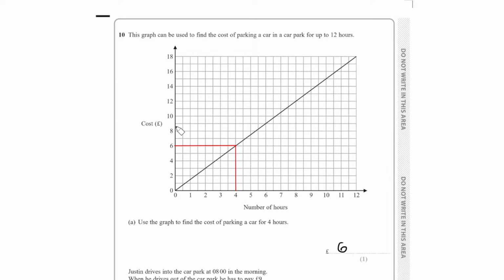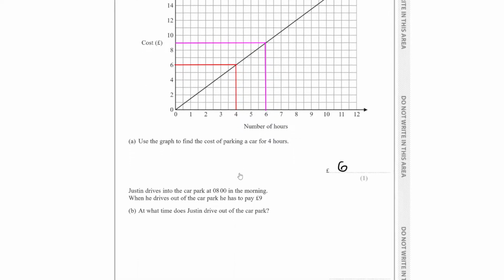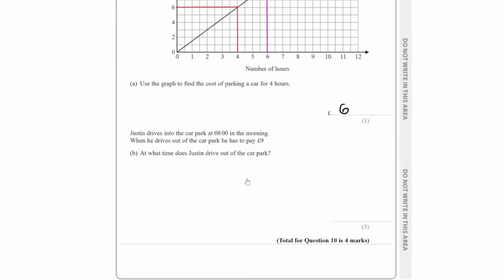So just be careful of the scale. That's 8 and then 10. So 9 is obviously the halfway point, isn't it? From 9 all the way across, again, you see it hits the actual graph line and then down this time. So first of all, that's telling me it's 6 hours. Justin has stayed in the car park for 6 hours, but that's not the actual final answer in this case, is it? You see how we've got 3 marks? That wouldn't be enough for 3 marks.